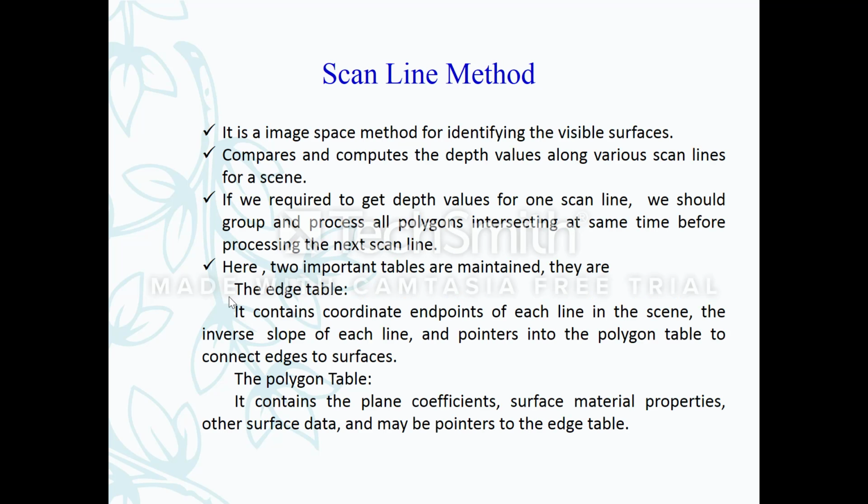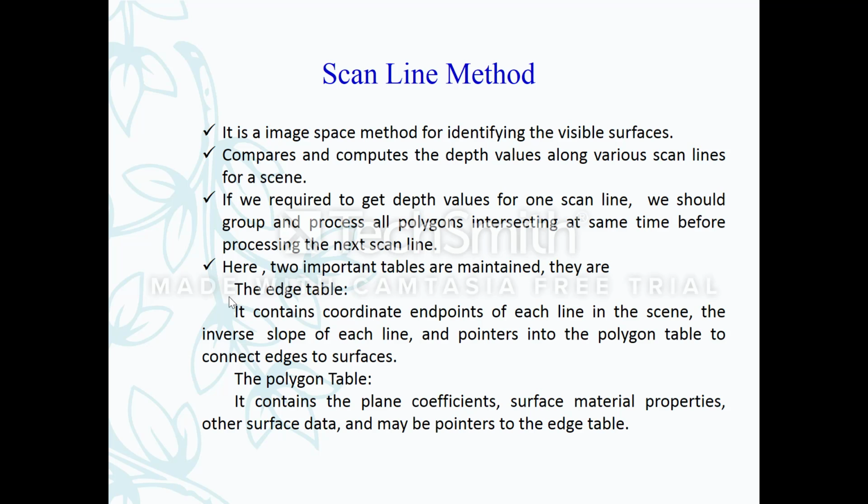The next algorithm is the scanline method. It is an image space method for identifying the visible surfaces. It is also another image space method. What it does is compare and compute the depth values along various scan lines for a scene. For every scan line, it takes the intersection edges, intersection points, and computes the depth for each scan line incrementally. If you need to get depth values for one scanline, we should group and process all polygons intersecting that scanline at that time. How does the algorithm work?